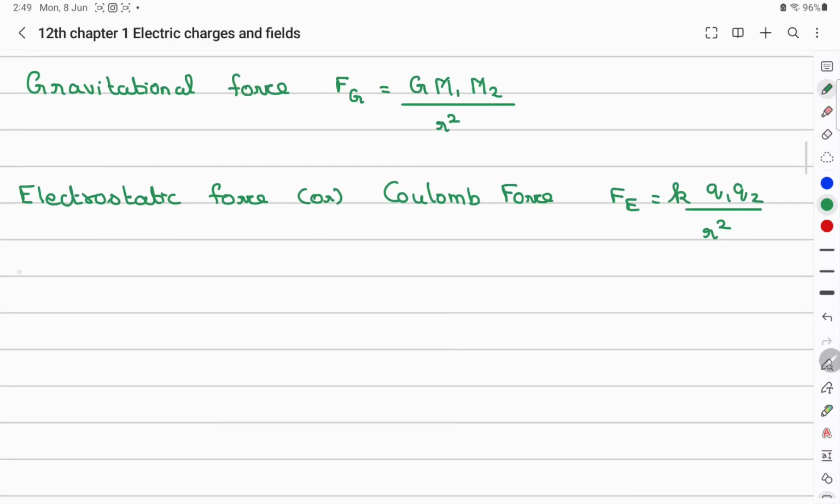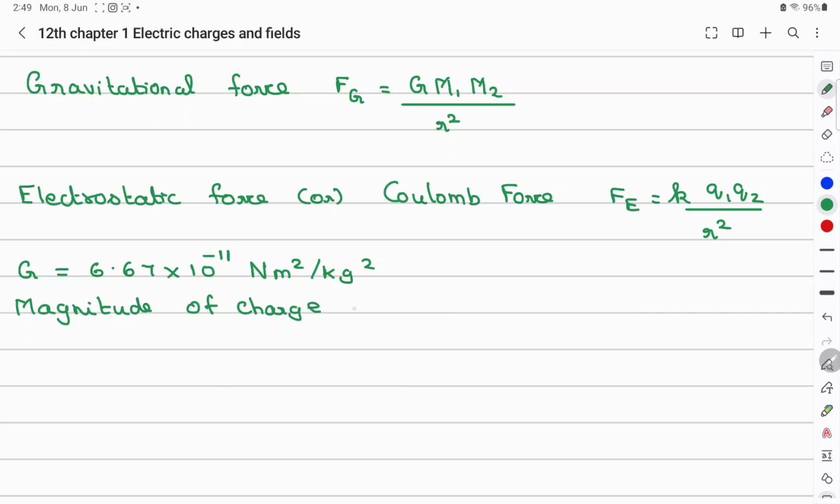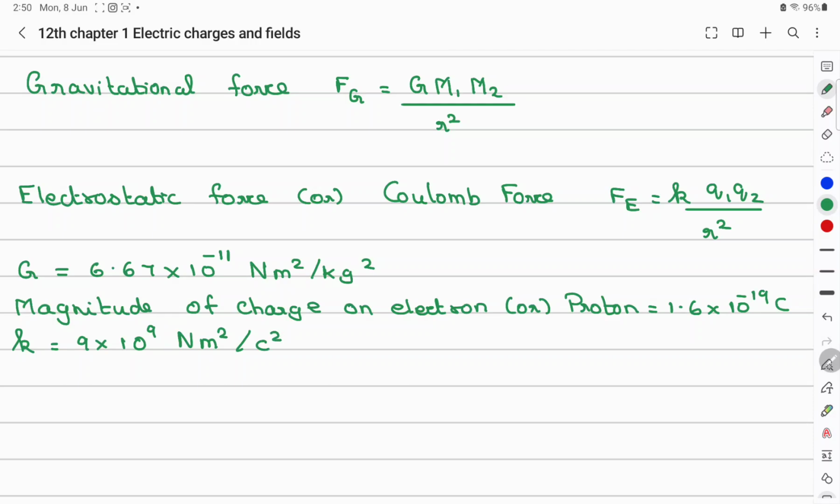So the universal gravitation constant G value will be G is equal to 6.67 into 10 to the power of minus 11 Newton meter square per kg square, and the magnitude of charge on electron or proton, which is 1.6 into 10 to the power of minus 19 Coulomb, and the value of K is 9 into 10 to the power of 9 Newton meter square per Coulomb square.